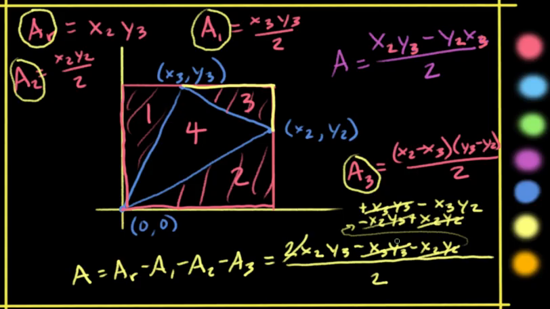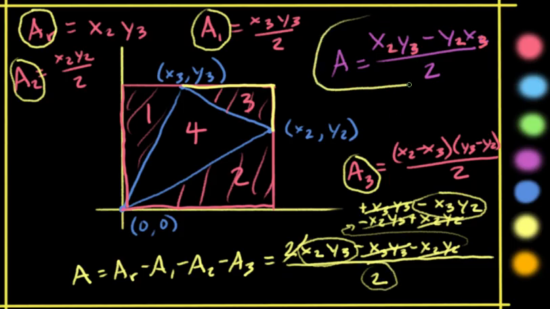And now I think that's all I can do to simplify things. So let's take a look at what's left. I've got this x2 y3, and I've got a negative x3 y2, and that is all divided by 2 here. So is that the same thing? Yes, it is. It's the same thing we had up here. Okay, so we've proved the Shoelace theorem for a triangle where one point is at the origin.